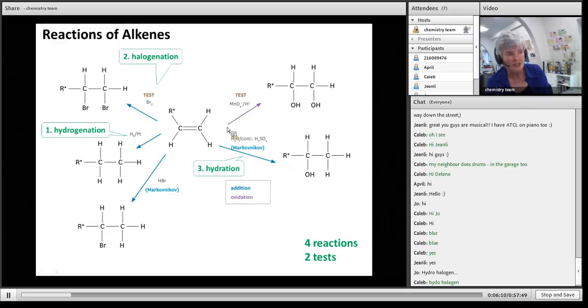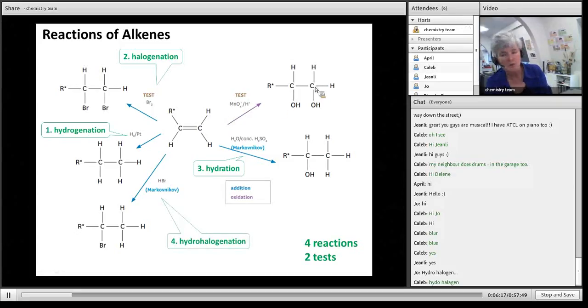This one is also an addition, but this one up here is a permanganate, and we know that permanganate is a strong oxidizing agent, and you become a diol over here, 2 OHs added. And the last one is the hydrohalogenation.